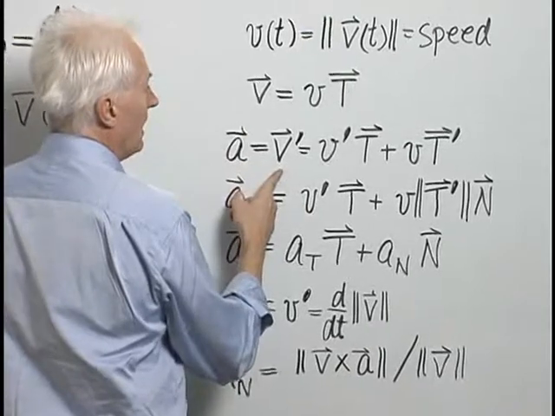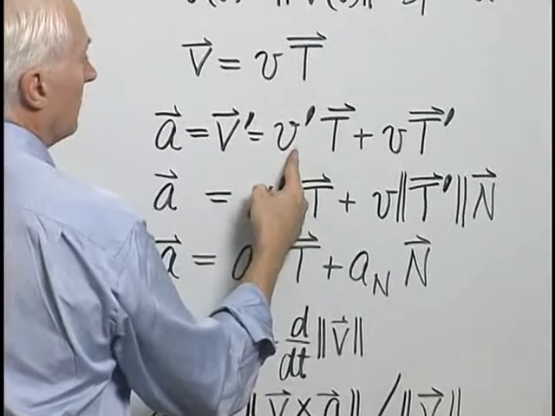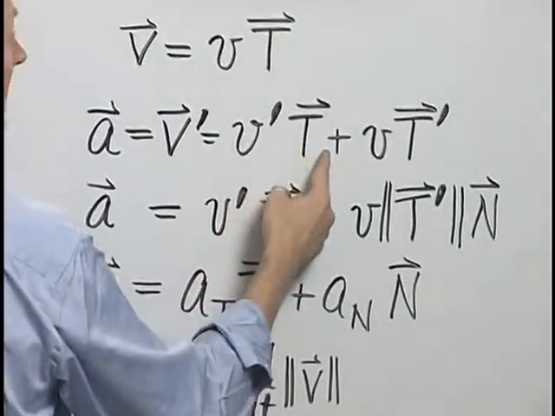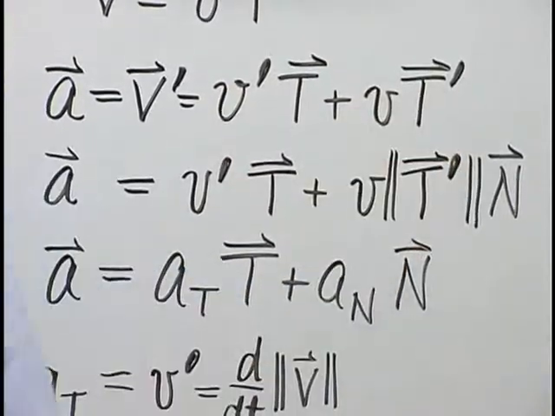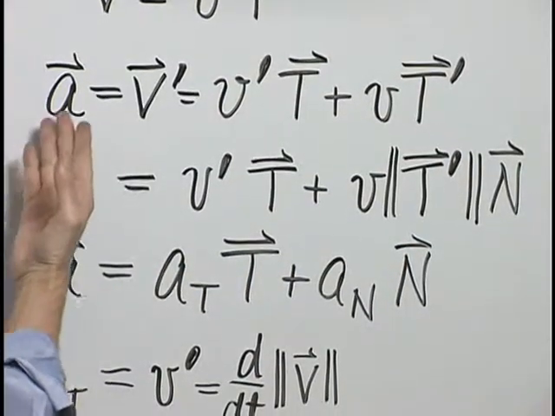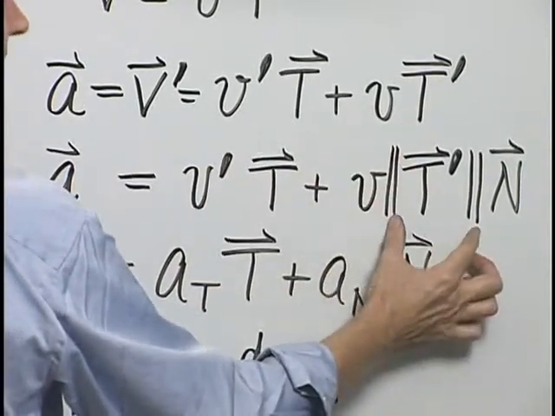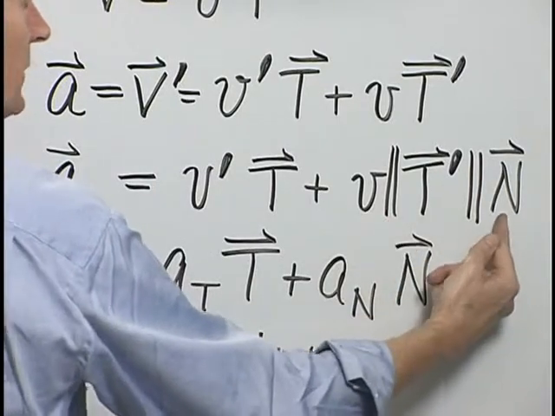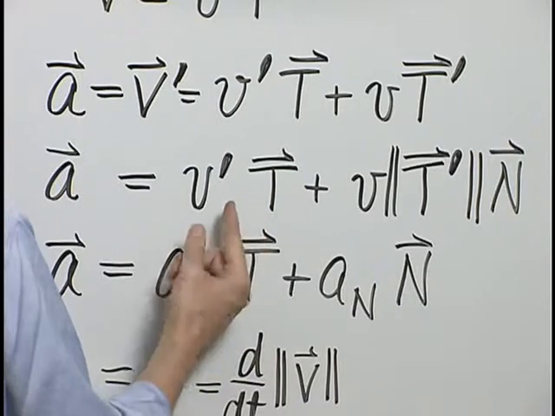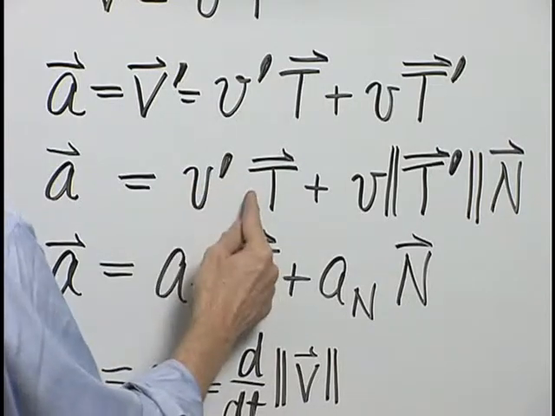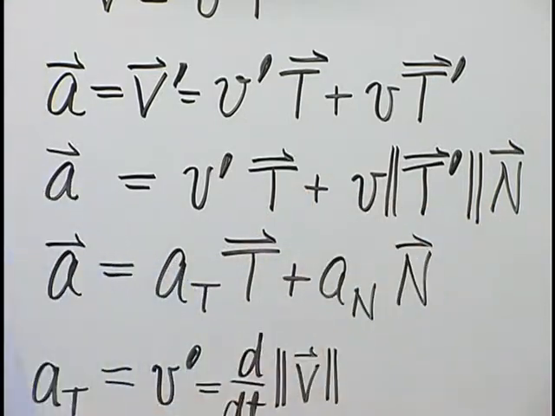A is v prime, and now use the product rule. Derivative of the first factor, that's script v prime times capital T, plus v times the derivative of the second factor, capital T prime. So there's our acceleration, and notice because T prime is length of T prime times the unit normal vector, that gives us an equation for A expressed in terms of a scalar function times the unit tangent vector plus another scalar function times the unit normal vector.